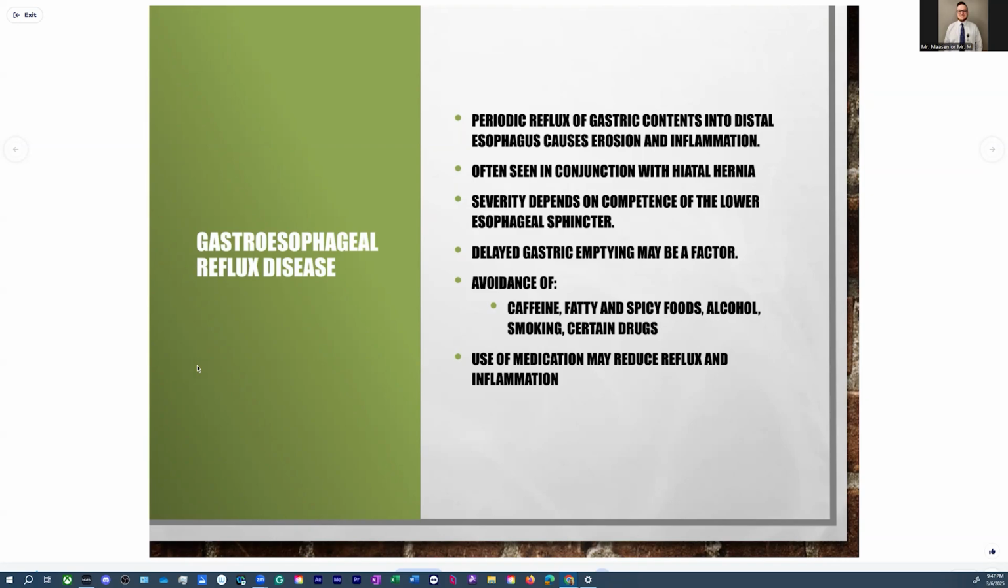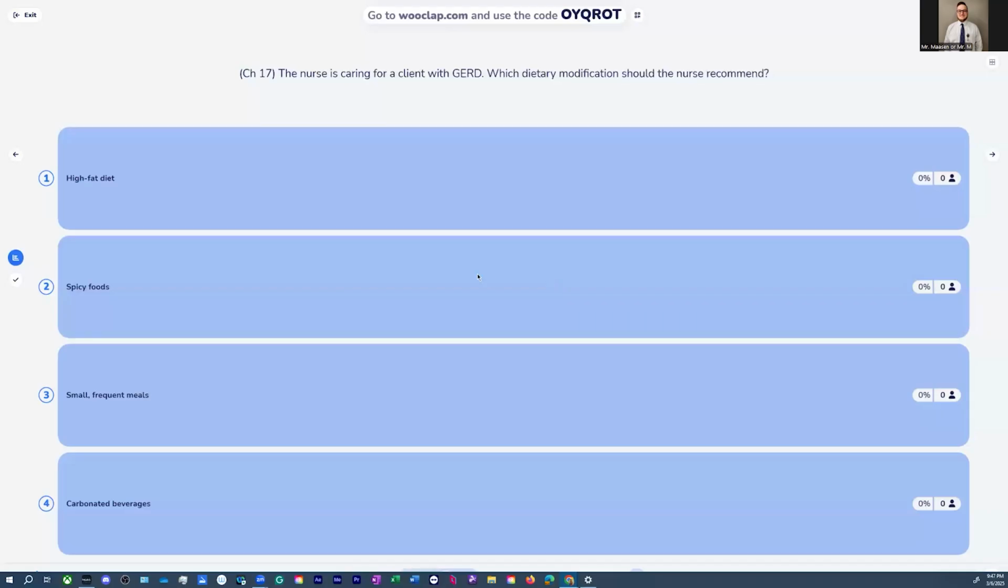It could be related to medications that increase acidity and make reflux worse, or foods that increase acidity. So things that people with GERD usually have to avoid are caffeine, spicy or fatty foods, alcohol, smoking, and certain drugs that can make it worse.